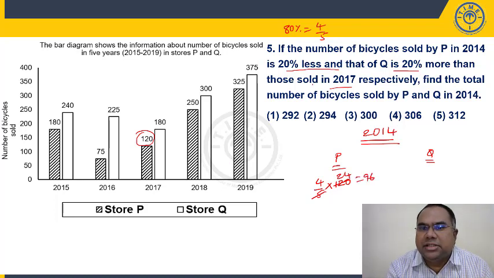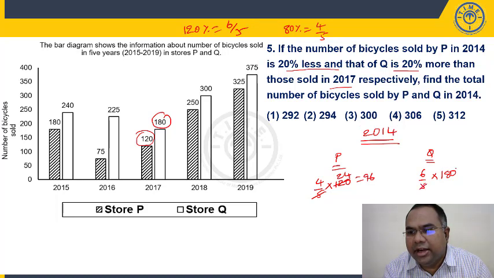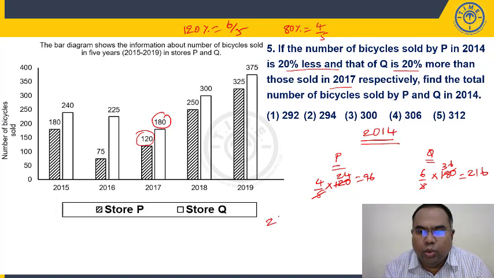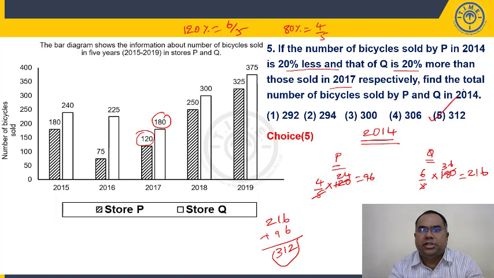Q is 20% more than those sold in 2017. Q sold in 2017 is 180. In 2014 it is 20% more than that. 20% more means total is 100 plus 20, so it is 120%, and the fraction is 6 by 5. So value is 6 by 5 of 180. 5 goes 36 times. 36 into 6, 216. So clearly 216 plus 96 will be 312. 312 is present in choice 5.